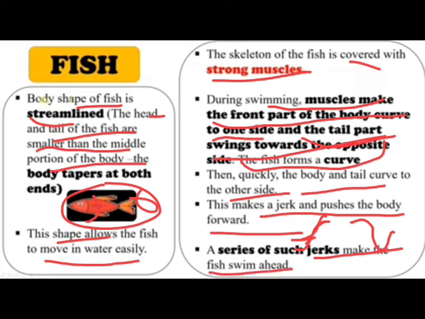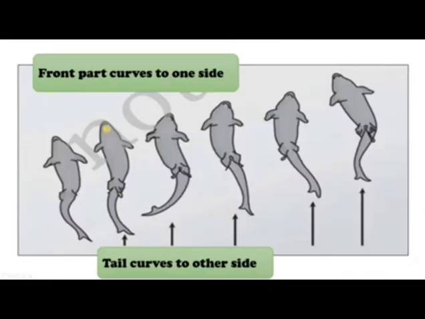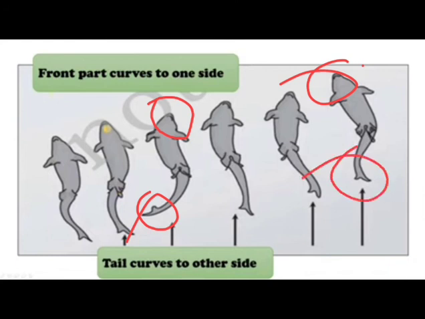As you can see here also, firstly the front part curves to one side and the tail part curves to the other side, and suddenly the front part curves to this direction and the tail part curves to this direction. So this makes a jerk and helps in pushing the fish forward. So this is the movement of fish. So this is how the fish moves.